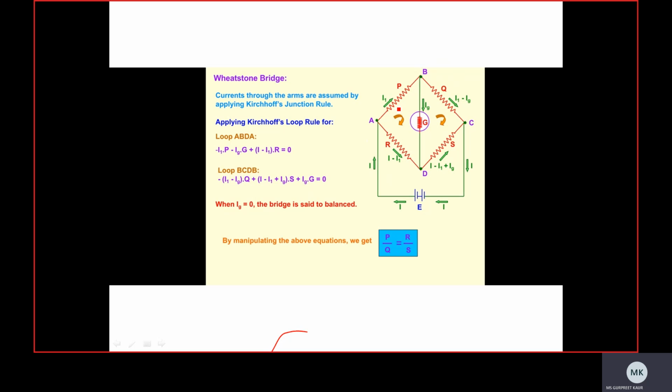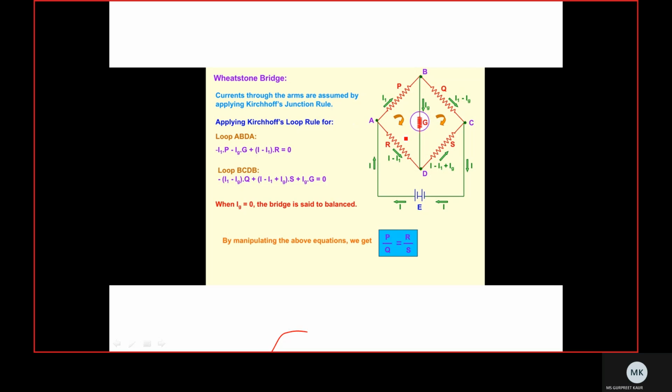So there is fall of potential through resistance P. So it will be written like this, minus I1 into P. The galvanometer has resistance capital G. Our direction while traversing the loop is from B to D, and the current is also in the same direction as our motion in the loop. So there will be fall of potential across this galvanometer resistance. Galvanometer resistance is capital G. So it will be minus IgG, fall of potential.